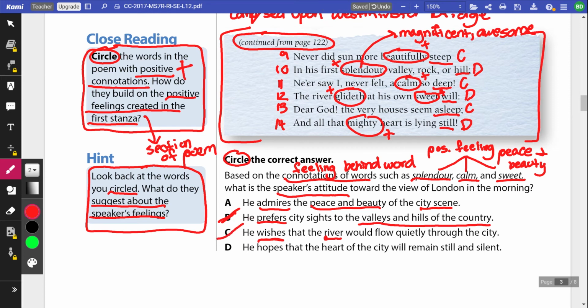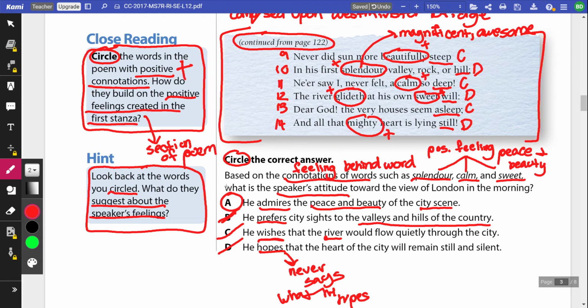So let's look at answer choice D. He hopes that the heart of the city will remain still and silent. Does he ever say that he's hoping anything or that he wants this to happen? No, he never says this. Okay, so answer choice D is out for us too. So that means the only one that's left is answer choice A.